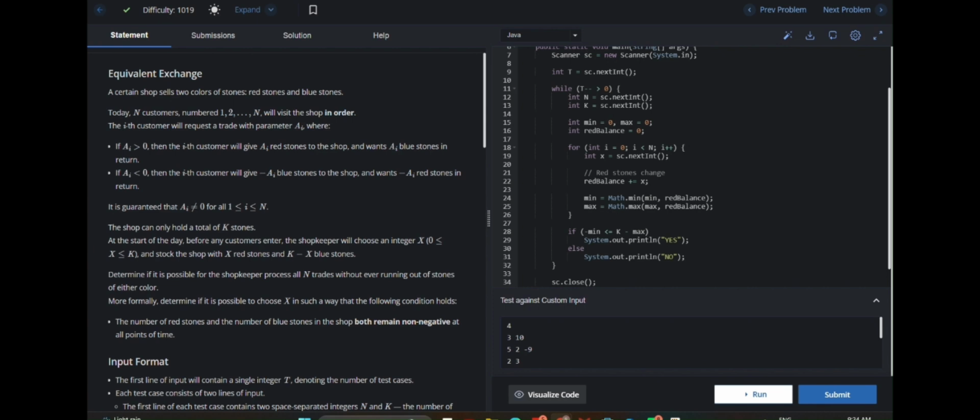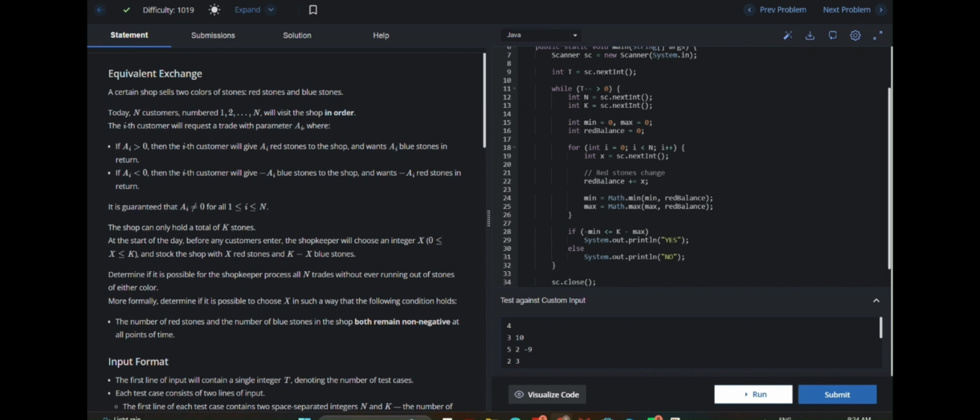We can choose the initial number of red stones, say x. So initially red stones will be x and the blue stones will be K minus x. That will maintain the balance of the entire stones which are there in the shop.